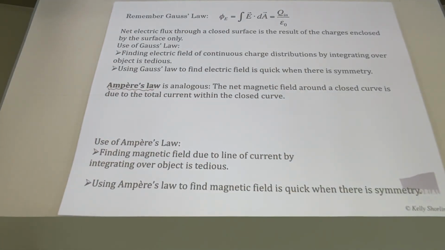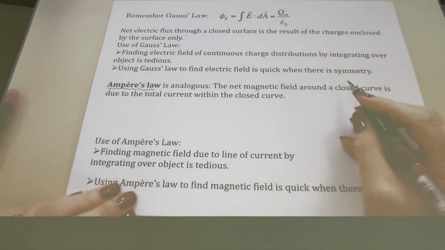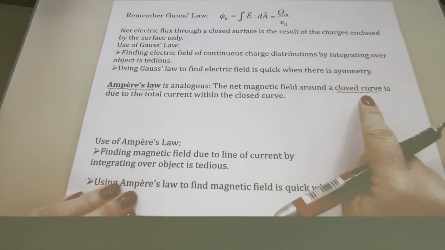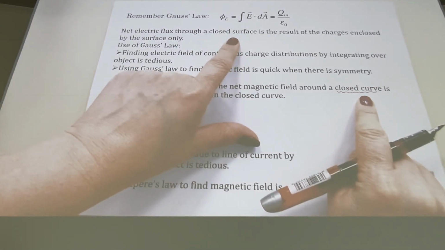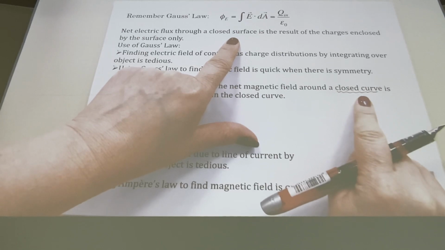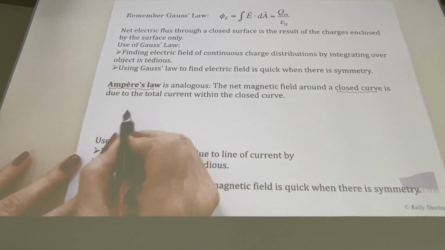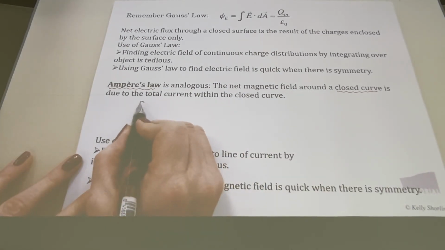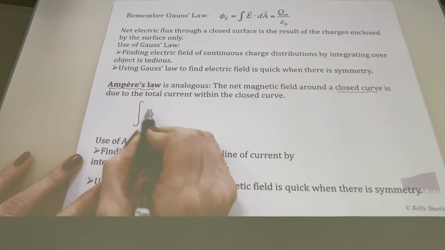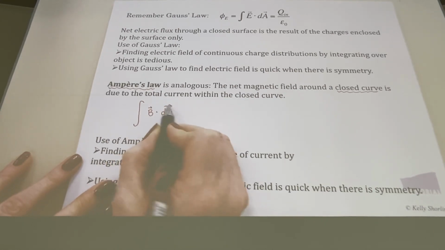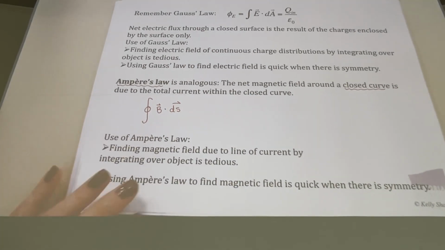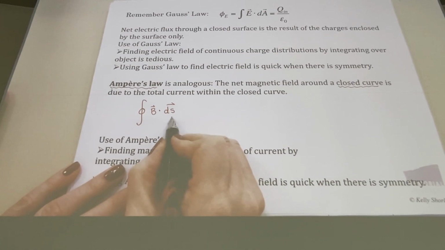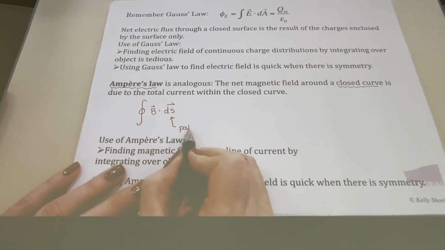Ampere's law tells us that the total magnetic field around a closed curve, so right here we're different from electric fields. Electric fields, we're going through a closed surface. That's a 3D thing. This one is around a closed curve. This is a 2D thing. So the net magnetic field around a closed curve, and we write that as the integral of B dot ds. We put a circle on our integral to tell us that it's the path around an entire closed loop. And ds is our path for our curve.